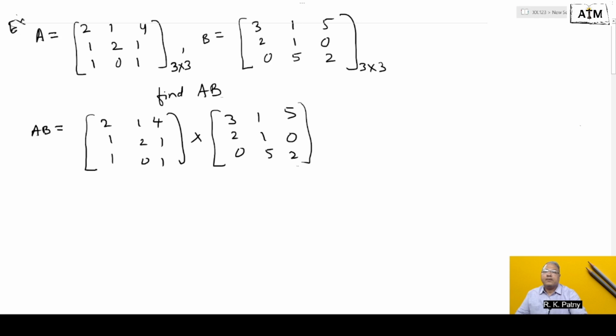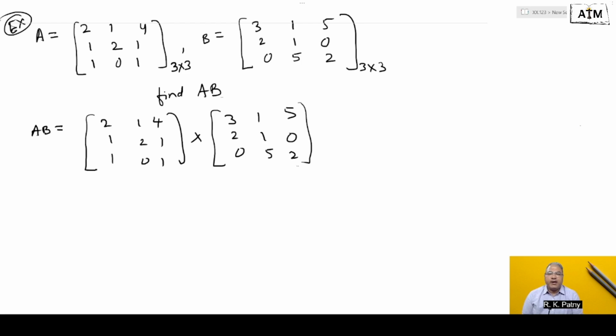Till now, we have seen multiplication of 2 by 2 matrix, 2 by 2 or 2 by 1 or 3 by 2. But we have not seen the multiplication of 3 by 3. In the next example, I am going to solve multiplication of 3 by 3 matrices. We have the matrix A, that is 3 by 3, and matrix B 3 by 3. We need to find the product of A and B.